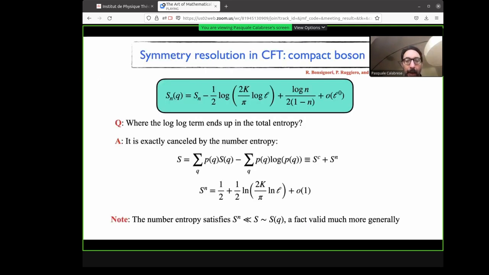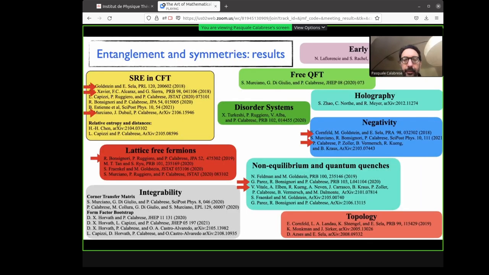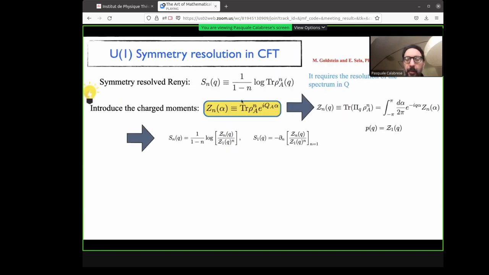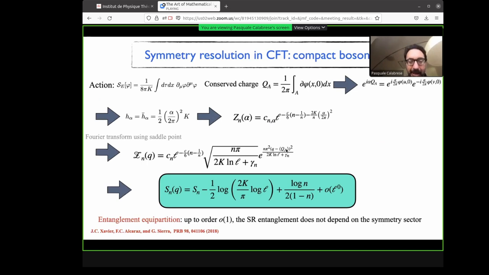But as you see, this charge moment that we define here. Where is the definition? The charge moment, for n equal to one, is the generating function of the charge statistics. So this is a more general object that also includes the charge statistics. And you see that the fact that you have a log L, a second moment, etc., all comes from what I wrote here. Z1 of Q here is exactly that.